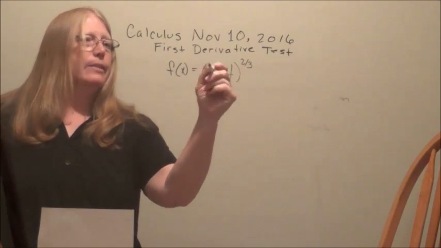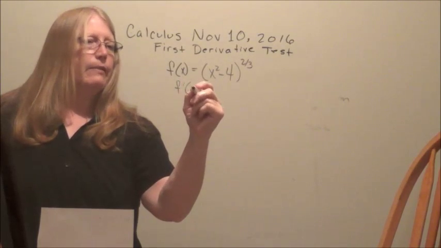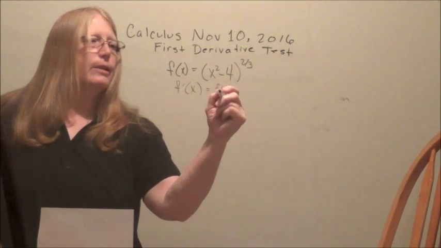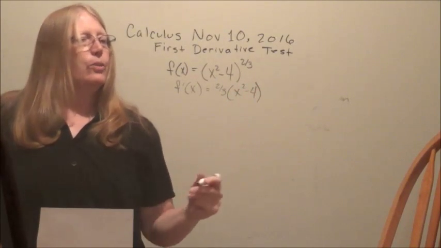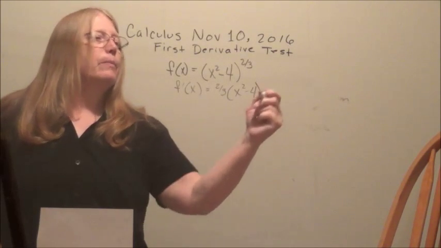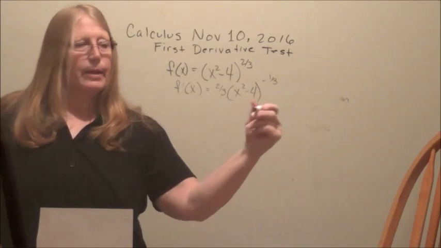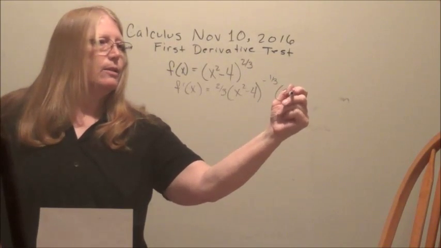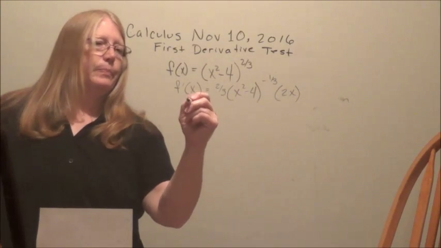of this is something raised to the 2/3. So the first derivative is 2/3 times that something raised to the 2/3 minus 1, which is 3/3, so minus 1/3, times the derivative of that something, chain rule, 2x. Alright, so let's clean that up a little bit.